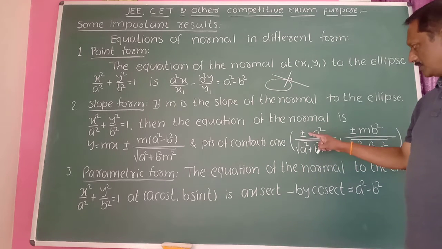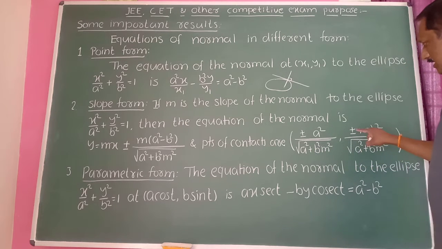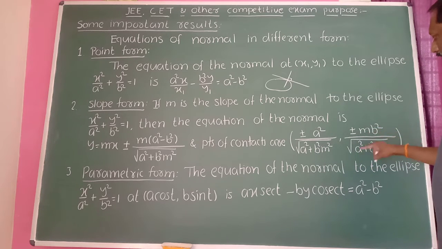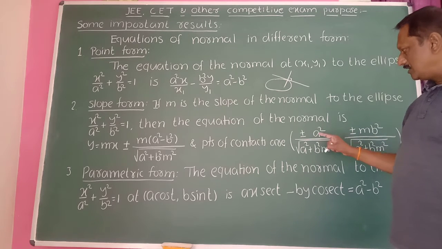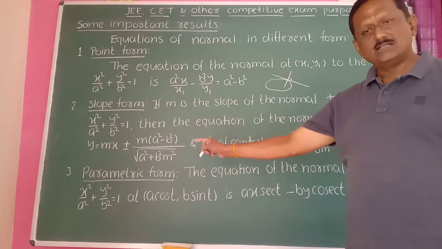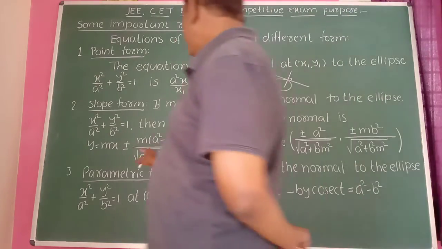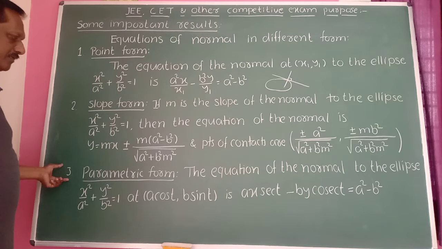If you take plus, a²/√(a² + b²m²), then take plus m b²/ this one. And the second, minus a² divided by this term, comma, minus m b² divided by this. So there are two points of contact because there are two normals.